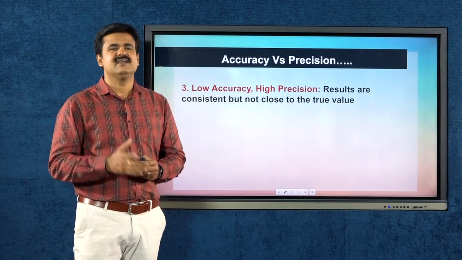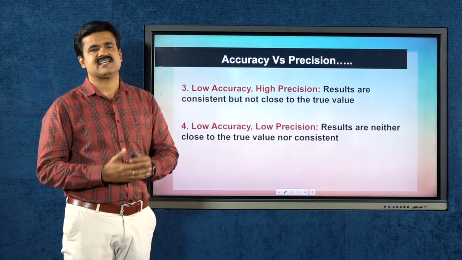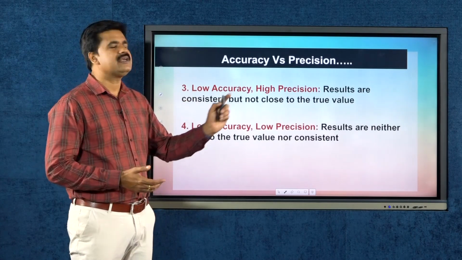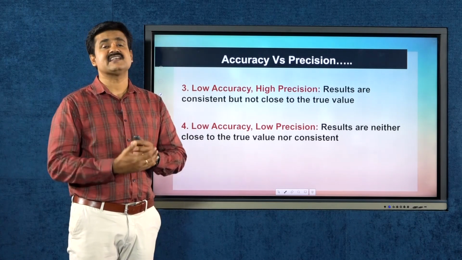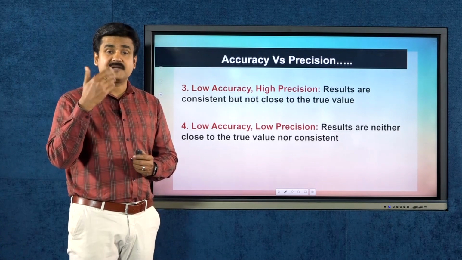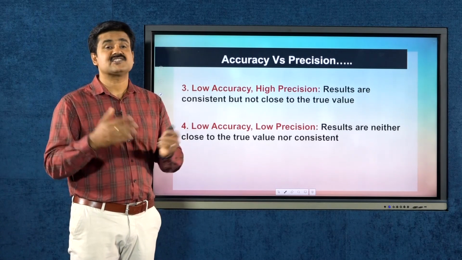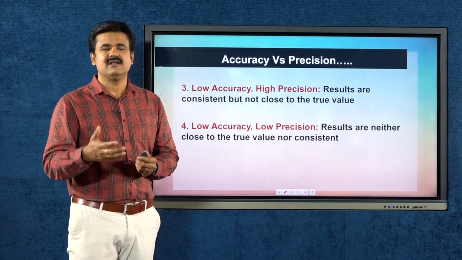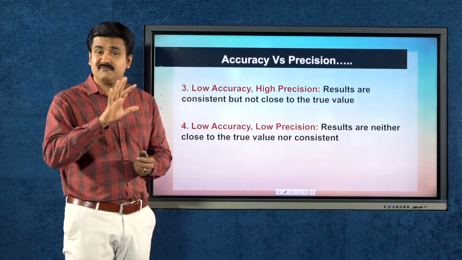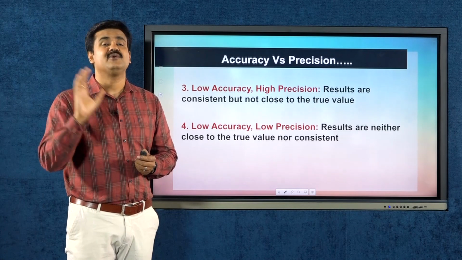And finally, there is one more possibility: low accuracy and low precision. What is meant by this? Whenever we are taking some measurements, the obtained values have no precision because there is huge variation between the values. Moreover, the obtained values are far away from the true value also.